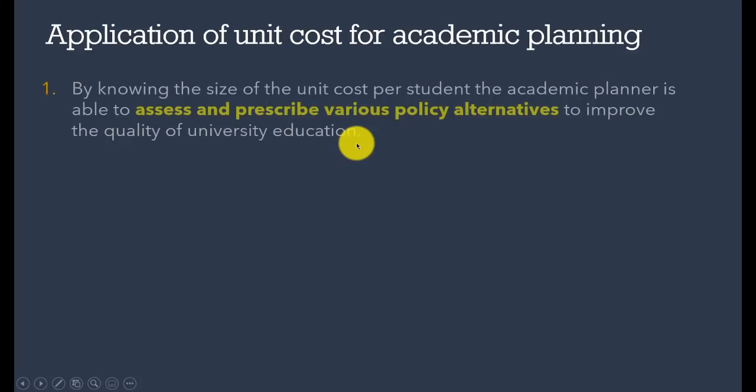First one that I think is that it will enable you, when you know the size of unit cost, as an academic planner, to be able to assess and prescribe various policy alternatives to improve the quality of university education. Let me tell you a little story.